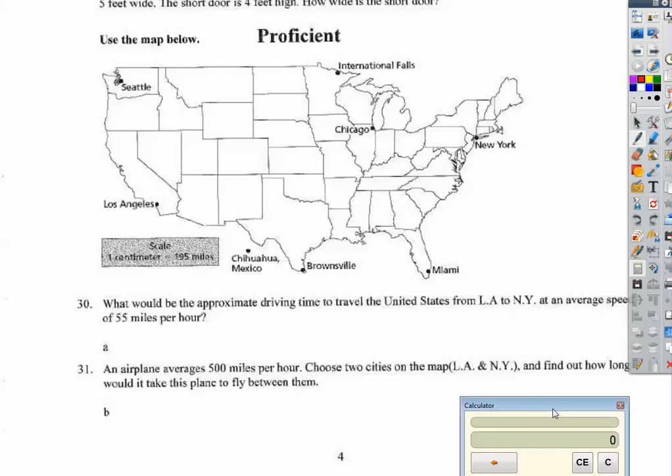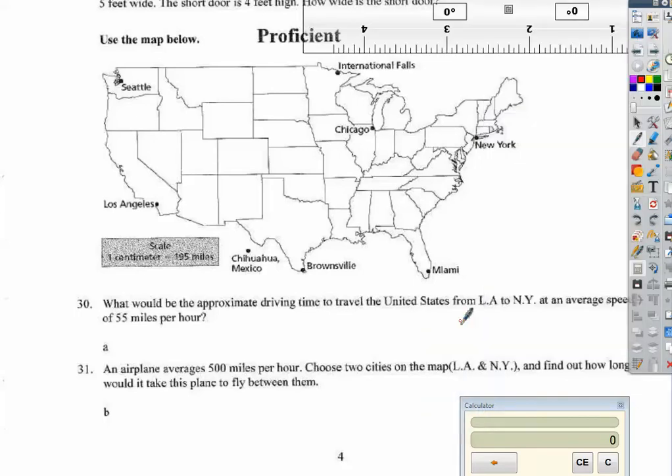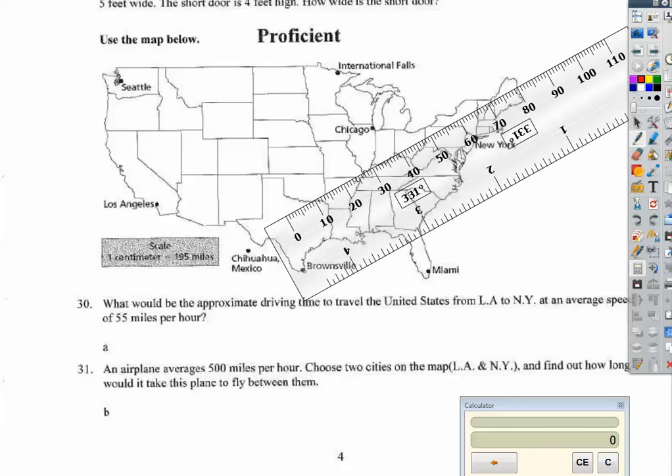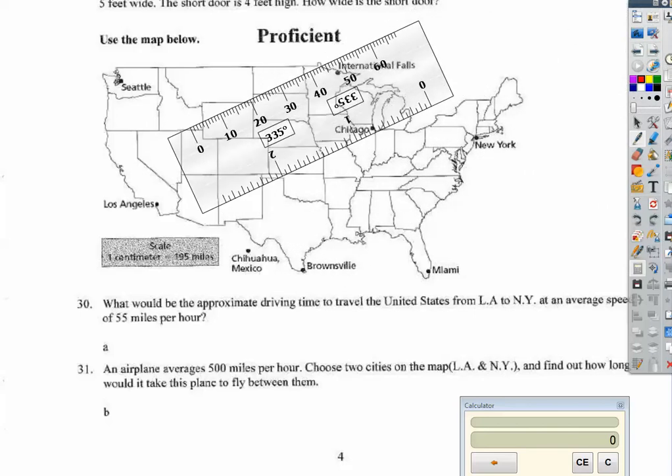So the United States isn't that big though. So here we go. I'm going to need a ruler for this one, so I'm going to pull out a math tool, i.e. a ruler. There it is. All right. So I'm going to use this later on.